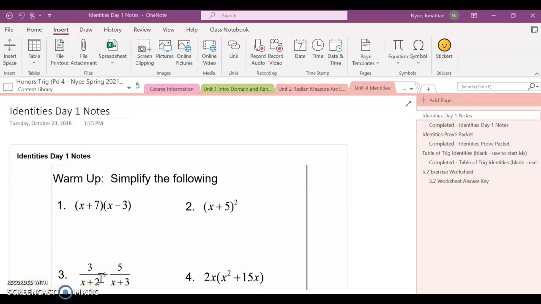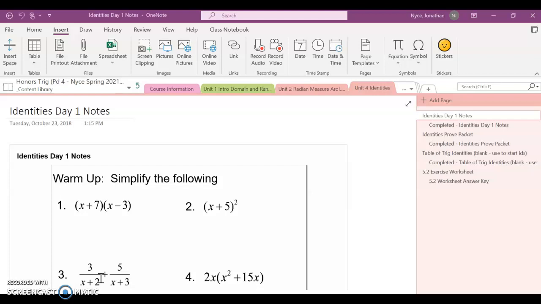I'm going to put together a video or two that introduces identities, which we're starting today. So in OneNote, under Unit 4, Identities, there should be a few files in there. We're going to go through a few of those together today, lay the groundwork for identities, and then tomorrow we'll hit the ground running with that.